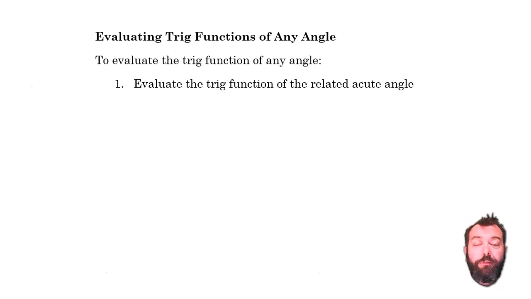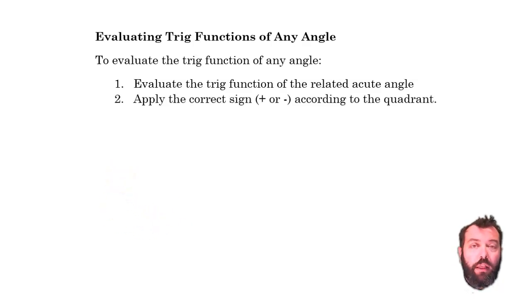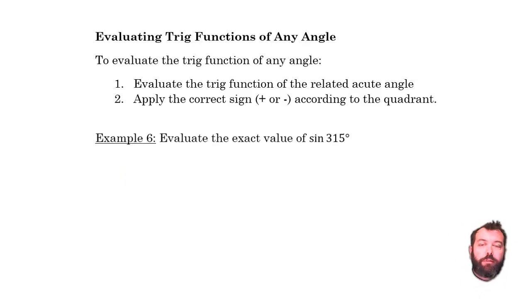Now, to evaluate a trig function of any angle, we represent it as a ray and we find the related acute angle. Then I evaluate the trig function of the related acute angle, right? So I find the value of that ratio for the acute angle and determine whether it should be positive or negative based on the quadrant. Remember, ASTC.